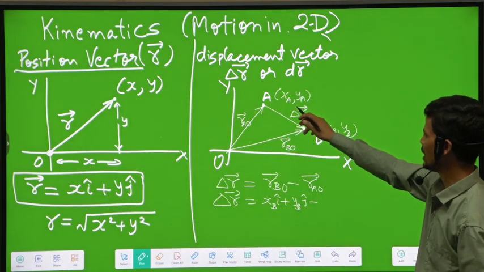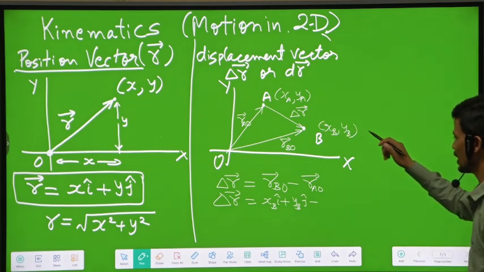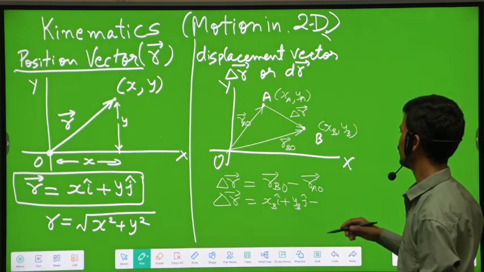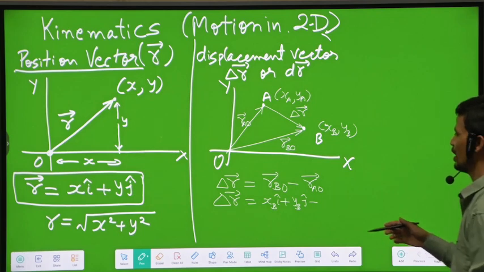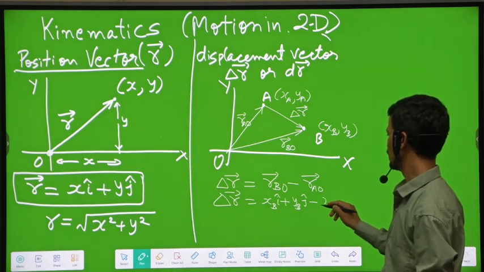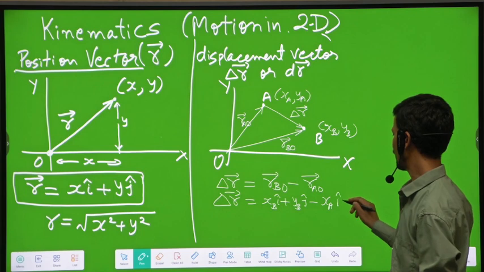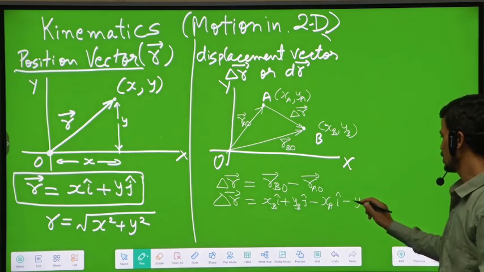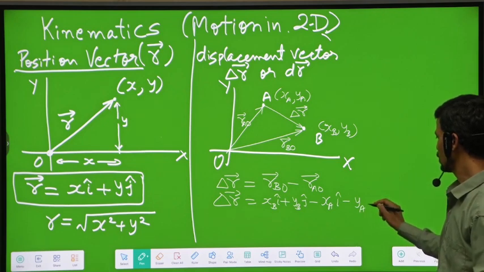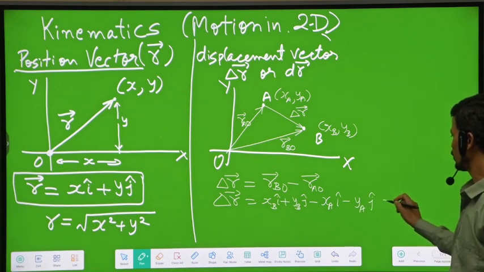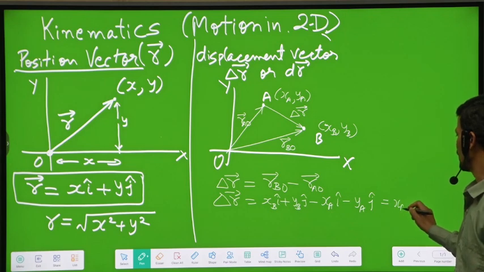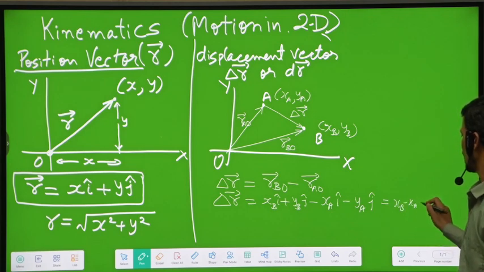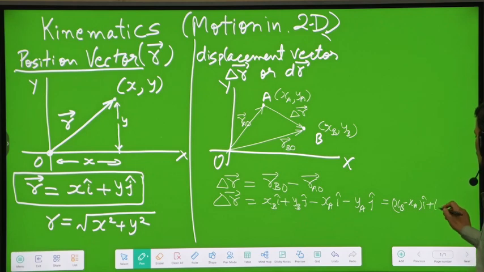So for a it will be xa i cap plus ya j cap, and for b it will be xb i cap and yb j cap. So it will be xa i cap minus, I hope you can understand why minus here also, j cap. So furthermore it will be (xb minus xa) i cap plus (yb minus ya) j cap.